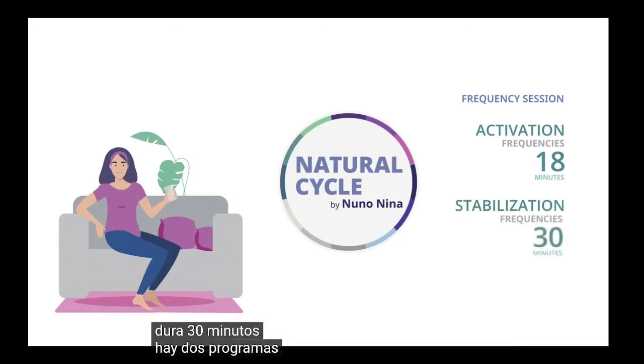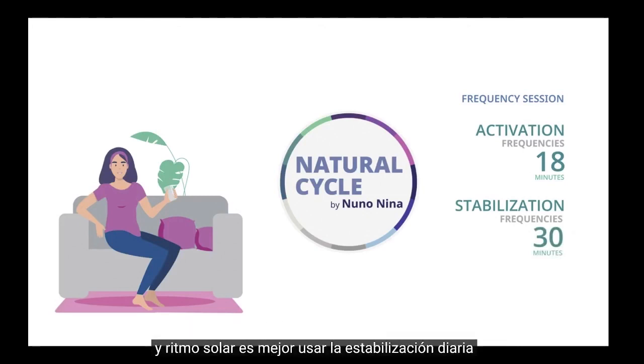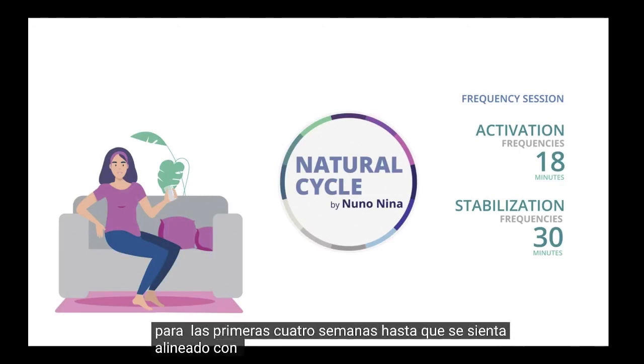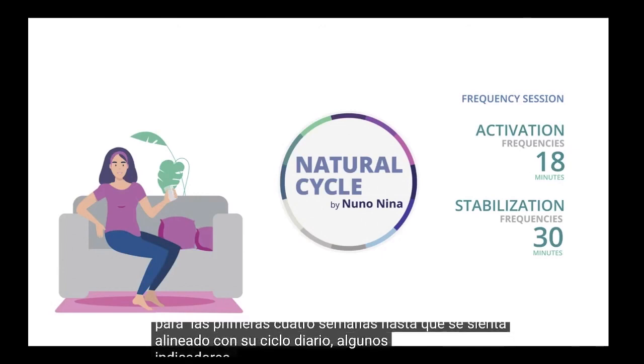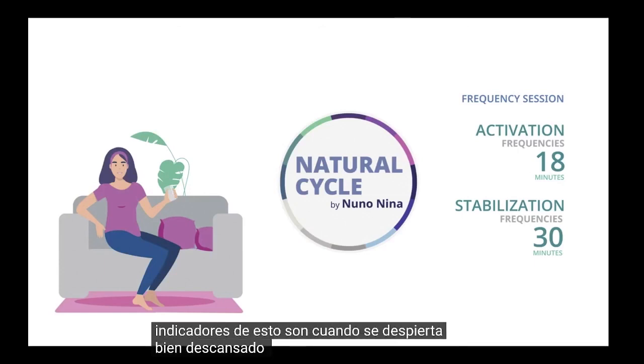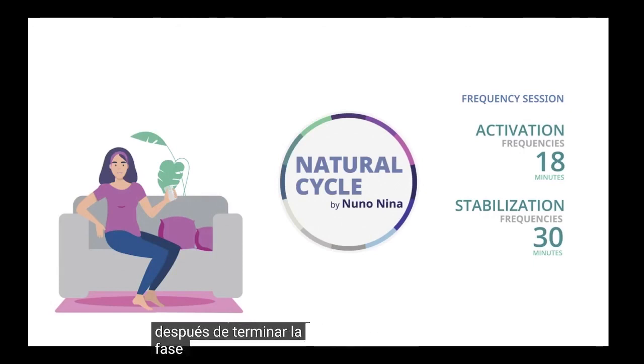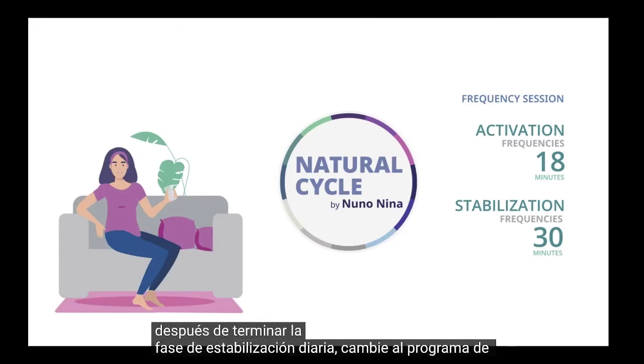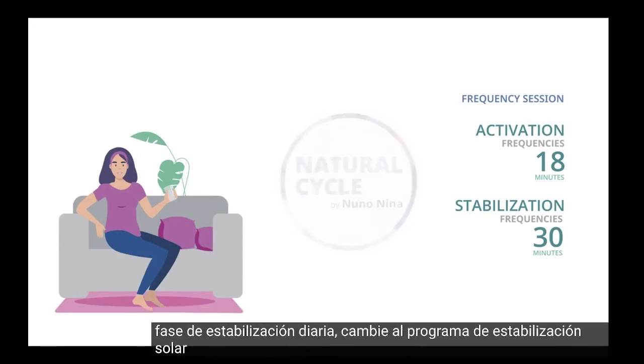There are 2 programs, for daily rhythm and solar rhythm. It is best to use daily stabilization for the first 4 weeks until you feel aligned with your daily cycle. Some indicators for this are when you wake up well rested and refreshed, empty your bowels in the morning, and fall asleep easily at night. After finishing the daily stabilization phase, switch to the solar stabilization program.